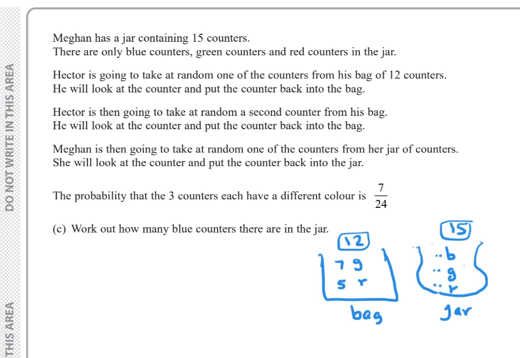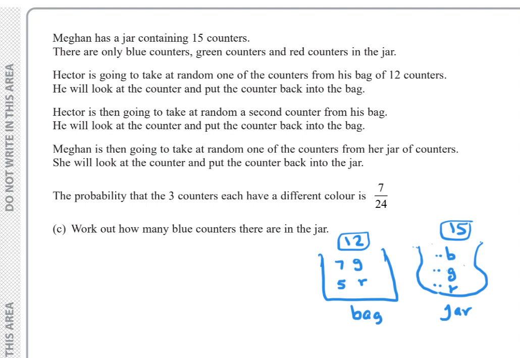So for the bag we have 7 green and 5 red. In total we have 12. For the jar we have the number of blue, the number of green and the number of red, and the total is 15. We have 2 from the bag and 1 from the jar. So for the 2 from the bag to be different colors, we need 1 green and 1 red. Maybe the first green and the second red, or the first red and the second green. And the third one should be blue, because it cannot be green or red.